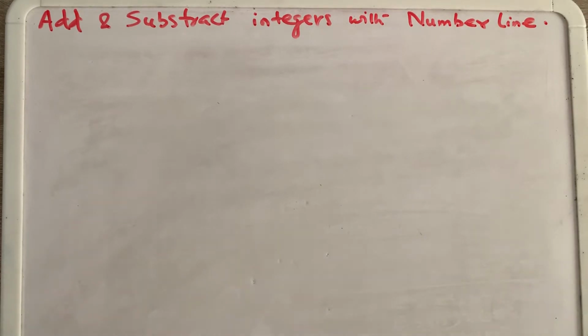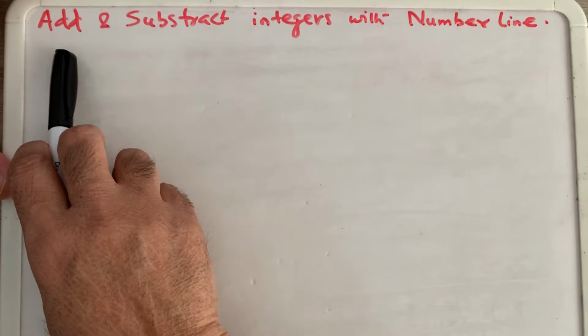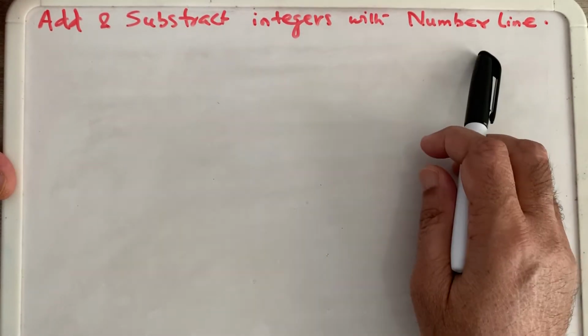So students are at home, and I am helping grade 8 students first, because many of the parents of grade 8 students were asking to have some videos, and I upload them on YouTube for the help of the parents and the students if they want to learn some math at home. So what we will be doing today is add and subtract integers with number line.